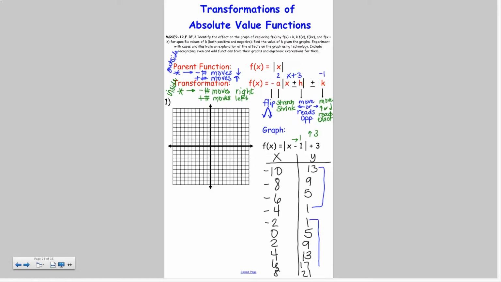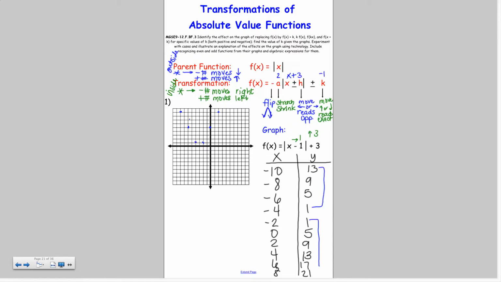All right, so let's plot these points. At negative 10, it's 13. We can't get negative 10 on our chart because it only goes up to 10. Negative 8 is 9. Negative 6 is 5. Negative 4 is 1. And then negative 2 is 1. And we're going to just start going back up. 0 is 5. And then 2 is 9. So we've hit our highest spot on the graph.